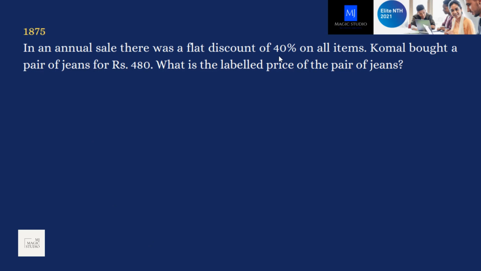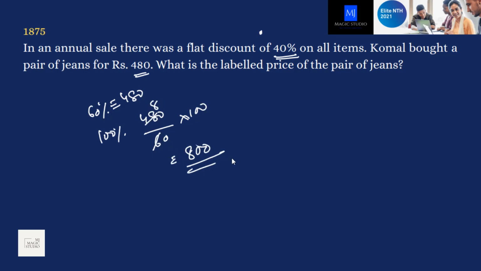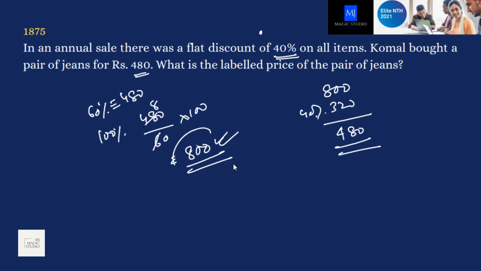In an annual sale, there is a flat discount of 40% on all items. This is an MCAT repeat question. Komal bought a pair of jeans for 480. That means 480 is only 60% of something. So how much is 100%? 480 by 60 into 100, 8 times, that will give us 800. Then what is the label price of the jeans? 800. We can also check: if 800 is the label price, the 40% discount is 320, which gives us 480. So the label price of the jeans is rupees 800.